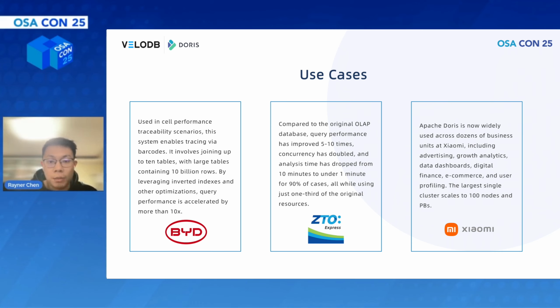And finally, Xiaomi, a leading cell phone company, uses Apache Doris as its core platform across a dozen of its business units, including advertising and finance. Their largest single cluster scales to 100 nodes with petabytes of data. So this is the first paradigm, internal-facing analytics.